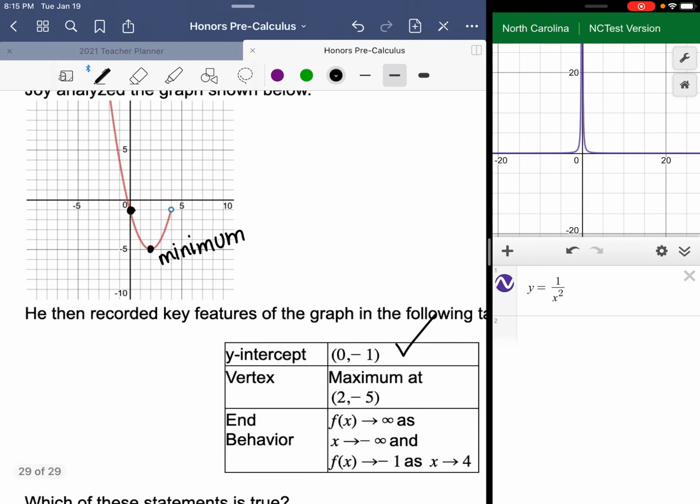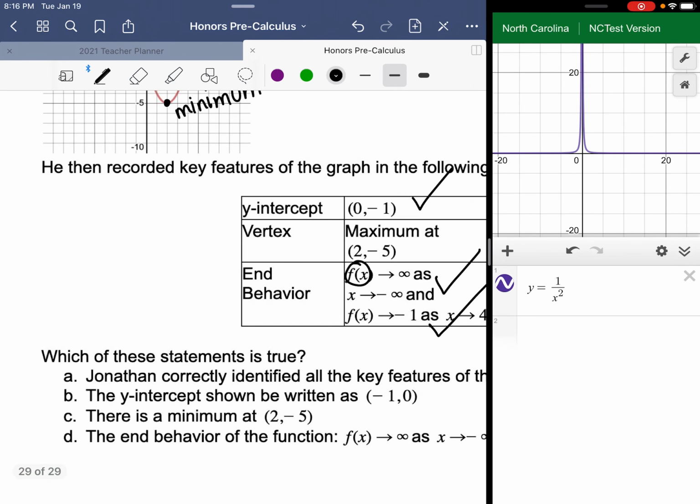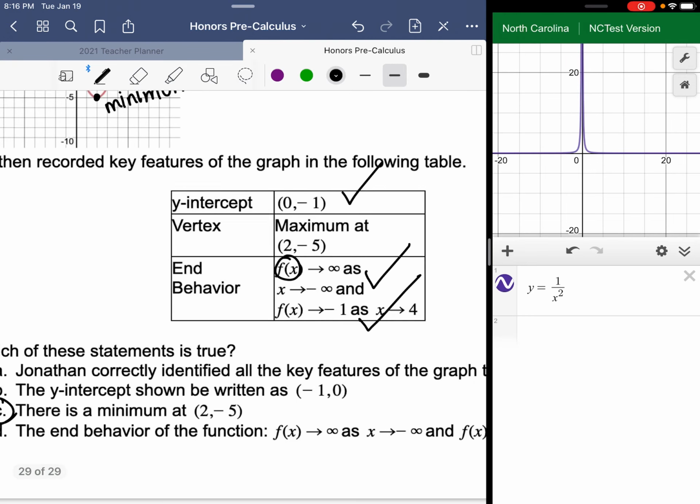And then finally, they got the end behavior that as x goes to negative infinity, remember f of x is y, so as we go to the left, y is going up, so this part is true. And then this one says as x approaches 4, because that point here is 4, negative 1, my y value is going to approach negative 1. That's true as well. So what they got wrong was the vertex. The vertex should have been a minimum.